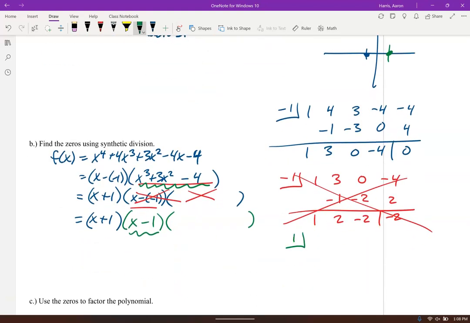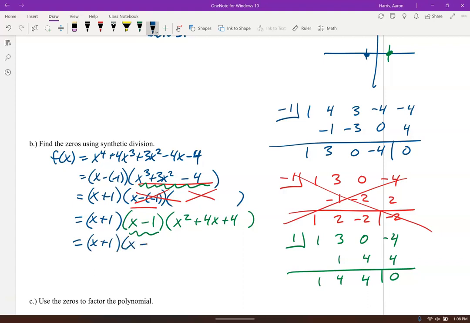So 1 is the proposed zero: 1, 3x squared, 0x minus 4. Let's see if this works. 4, 0 plus 4, 4 times 1, 4. Oh, it does work. So it'll be 1 degree less than x to the third: 1x squared plus 4x plus 4. So now we have x plus 1, and x minus 1 was also a factor because 1 is a 0. And now we can factor this x squared plus 4x plus 4 because it factors real nice for us. X plus 2, x plus 2.